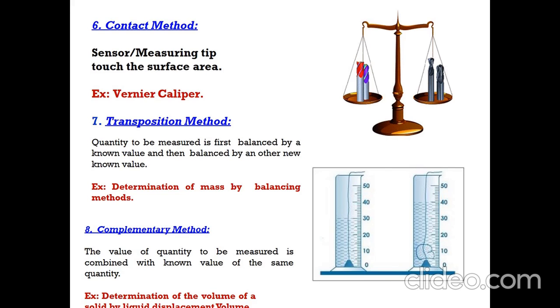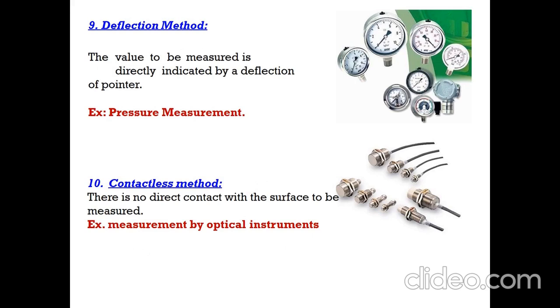So next one, the deflection method. In this method, the value of the quantity to be measured is directly indicated by the deflection of a pointer on a calibrated scale. Next one, the null method. It's a method of differential measurement. In this method, the difference between the value of the quantity to be measured and the known value of the same quantity with which it is compared is brought to zero.